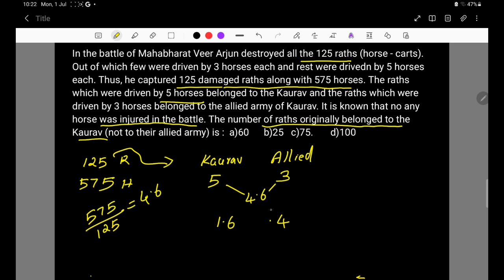Therefore, the ratio between Raths of Kaurav and allied army of Kaurav is 1.6:0.4, that's equal to 4:1. So, we want to calculate how many Raths belong to Kaurava. Their ratio is 4:1. The number of Raths belonging to Kaurav is equal to 125 into 4 by 5, that's equal to 100. This is the answer.